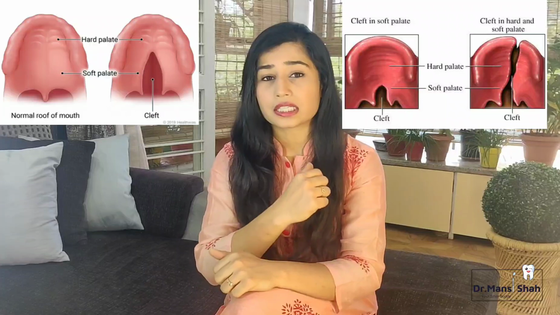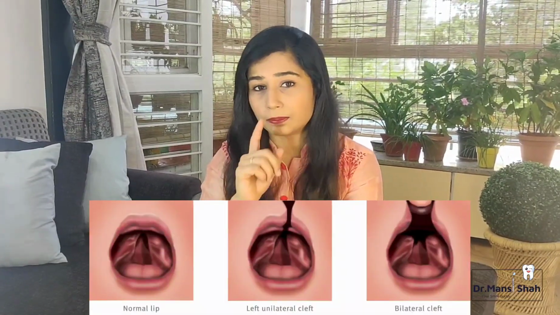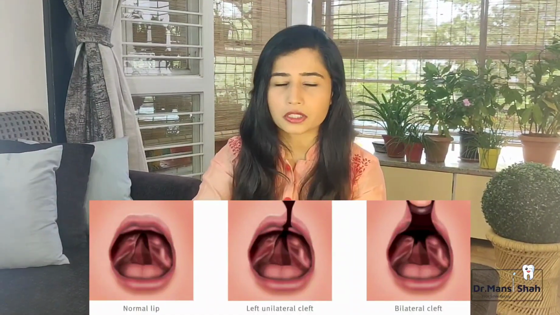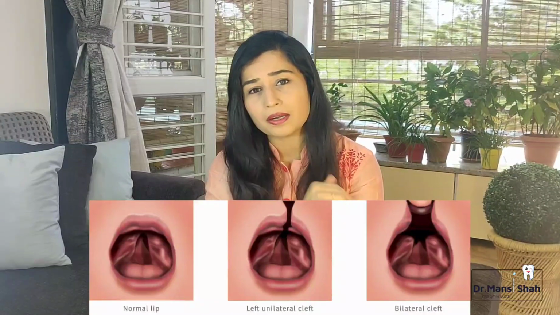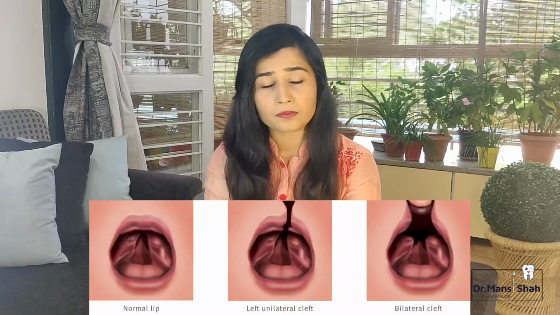The third combination is the soft and the hard palate with the unilateral side of cleft lip associated. And the fourth and final combination is soft palate, hard palate and both sides of the cleft of the lip. So the clefts are seen here. You can see it in the picture beside me.